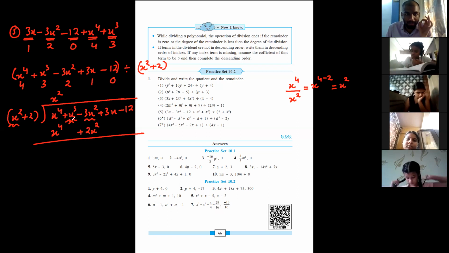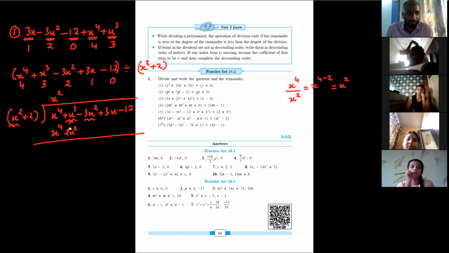Okay. Don't forget to see what will happen is, if you put 2x square over here, you can't subtract or add 2x square and x cube. That's why you have to put this 2x square below this. Okay. Don't forget this step. This is very important. Okay.